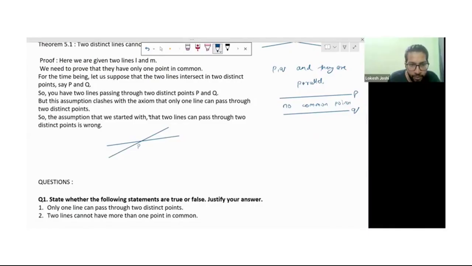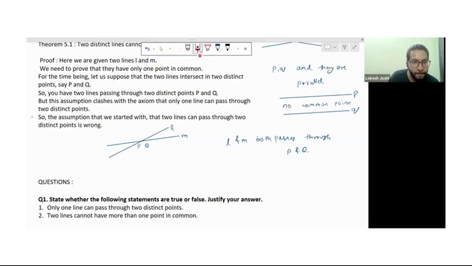So there are two points P and Q, and the lines L and M intersect at both P and Q. I am drawing all the points geometrically so that it will be easier for you to understand. You have two lines passing through two distinct points P and Q. Now we can say L and M both pass through P and Q. Now let's recall some postulates and axioms which we have done, and then you will find the answer, whether it is possible or not.